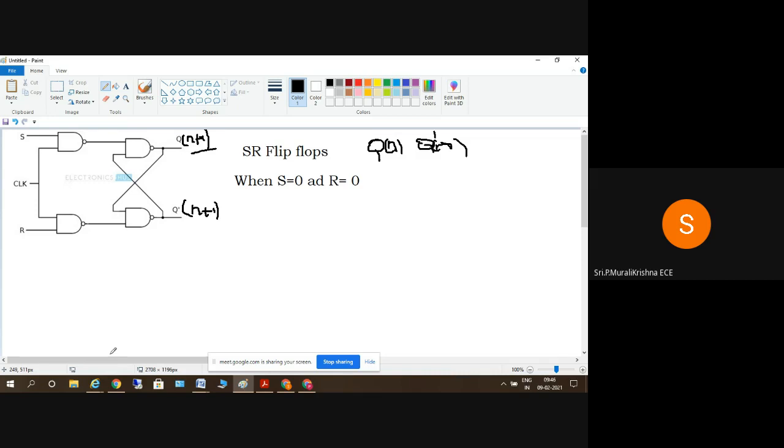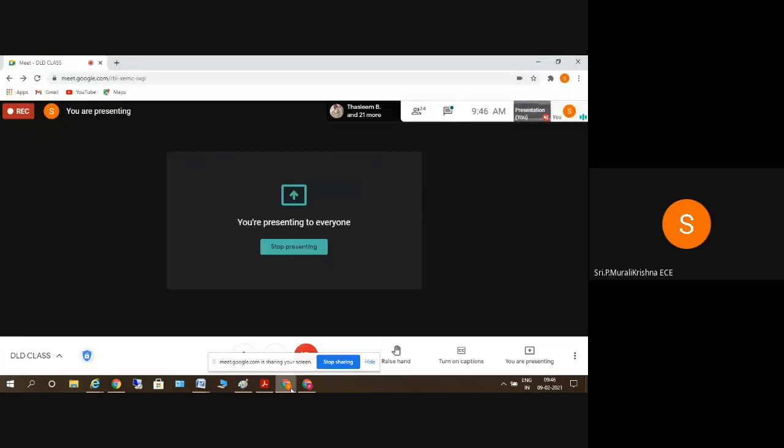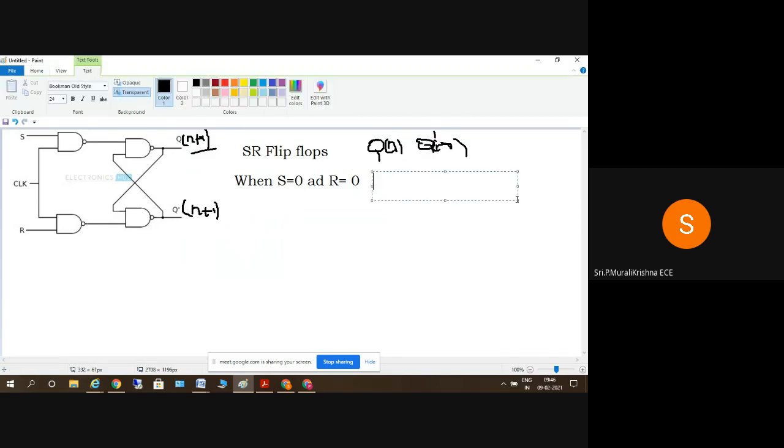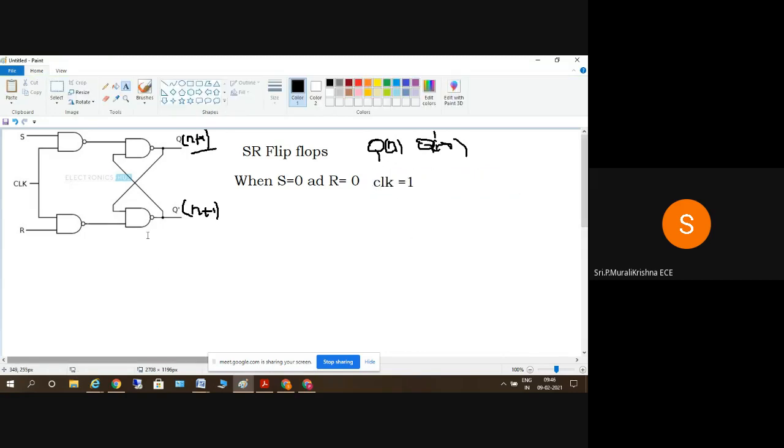Hello, excuse me. Yeah, sir. So please respond, right? Because I told you these topics are very important, and you have to understand them very clearly. So when S is equal to 0 and R is equal to 0 and clock is given, I'll put the clock as 1 here. So S is equal to 0, R is equal to 0 and clock is equal to 1.